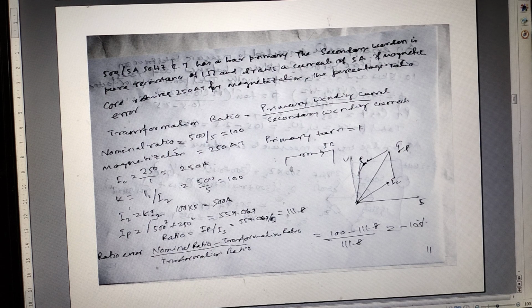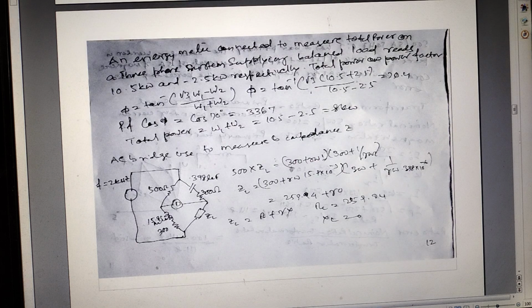AC bridge is the opposite end impedance multiplication, opposite end AC bridge. AC bridge opposite end impedance. So Z1 is equal to 5. The example is 5 ohm into ZL, which is equal to 300 plus jXL into 300 plus jXC, 1 by jXC. That is the value for the standard bridge system.